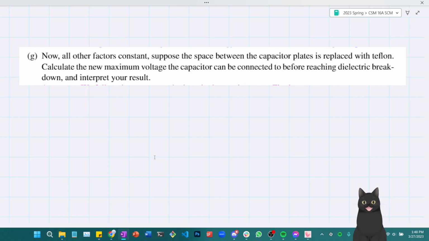Now, all other factors constant, which means that all of the other factors do not change from the previous question. Suppose that what we fill between the capacitor plates is replaced by Teflon, so we no longer use air. Then calculate the new maximum voltage that our capacitor can be connected to before reaching dielectric breakdown and interpret our result. So let's put the interpret part at the last and let's try to figure out the new maximum voltage. Once again, keep in mind that Vmax is equal to Emax times d.